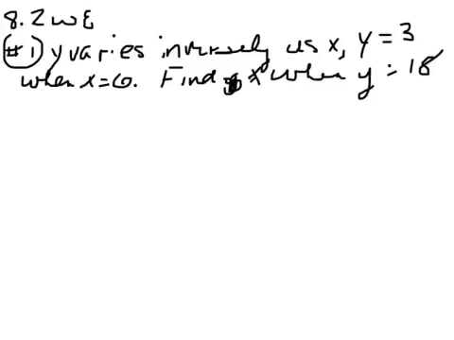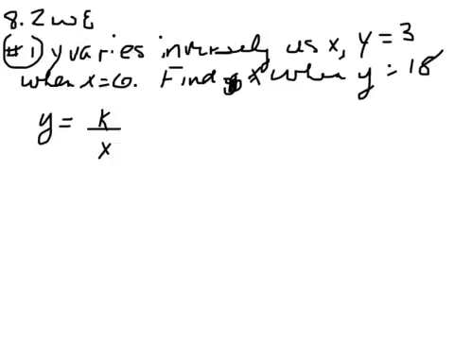Alright, in 8.2, we're talking about joint and inverse variation. If you look at number 1, it says y varies inversely as x. Let's stop there for just a second. What does that mean? That means that instead of y equals kx, like we had for direct variation, if it varies inversely, you're going to put the x in the denominator, and then your constant is still just k. You could look at it as k times 1 over x, but we usually write k over x, and you just write the k in the numerator, okay?